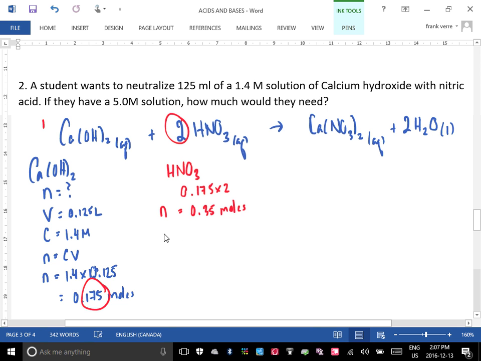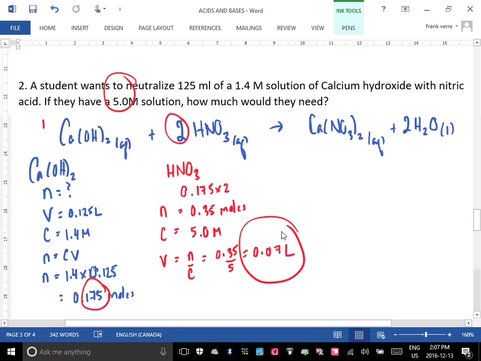So now we have the number of moles. We have the concentration. We're told it's 5. So what's the volume? Volume is N over C. 0.35 over 5. So I believe that's like 0.07. That's it, right? 0.07 liters. Okay? That is it. The end.